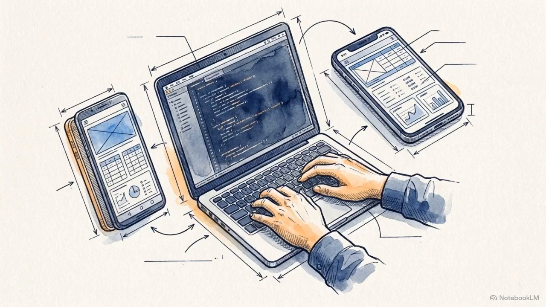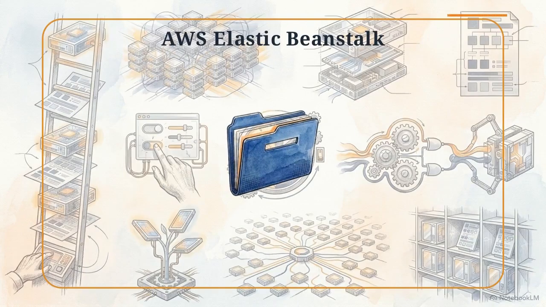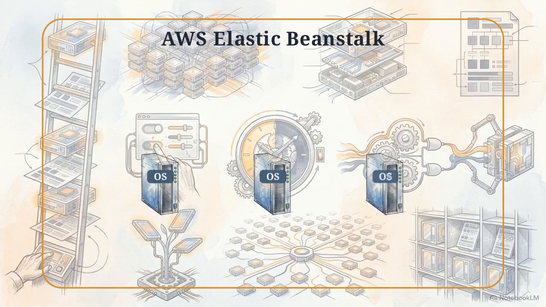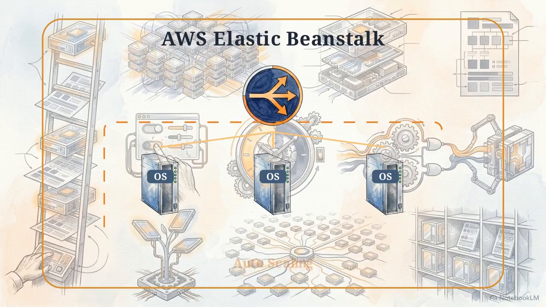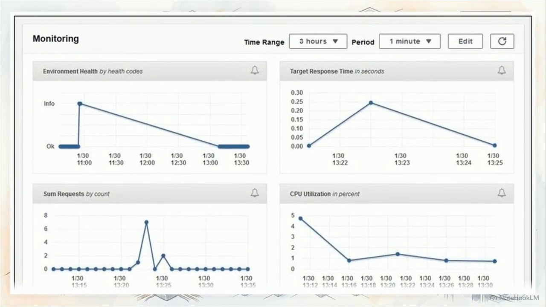But sometimes you don't want to design the infrastructure at all. You just want to write your application code and get it running for your users. For web developers, AWS offers Elastic Beanstalk, a fully managed platform as a service. You simply upload your code and Elastic Beanstalk takes over. It automatically provisions the capacity, configures the operating system, sets up the load balancer, and manages the auto-scaling groups. This dashboard shows the built-in monitoring you get out of the box. Elastic Beanstalk tracks environment health, target response times, and CPU utilization without requiring any manual setup on your end.